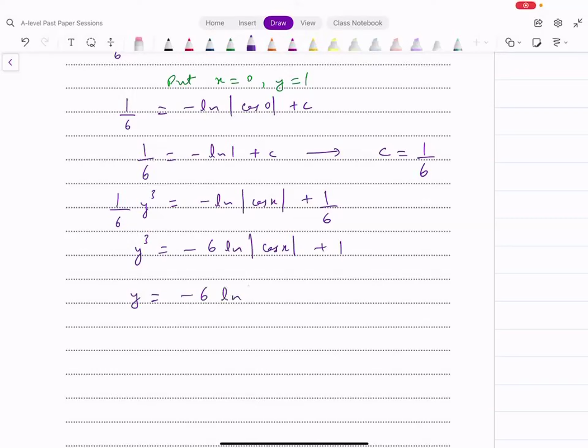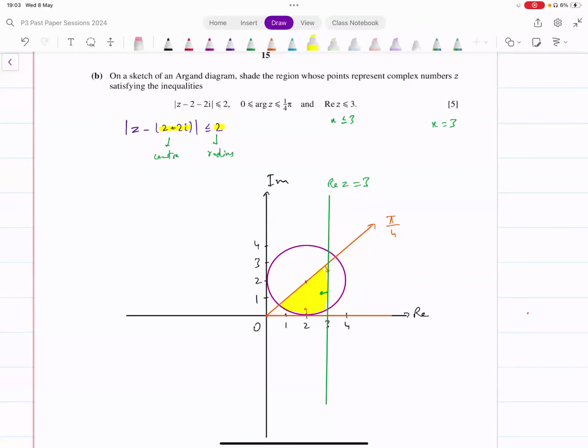Minus 6 ln of cos x plus 1, whole raised to power 1/3. क्यूब रूट की फॉर्म में लिखना चाहिए, उस फॉर्म में लिख दें, इस तरह से पावर फॉर्म में लिख दें, पावर आपकी हो जाएगी 1/3, and that's the final result that we get from this. I hope that makes sense.